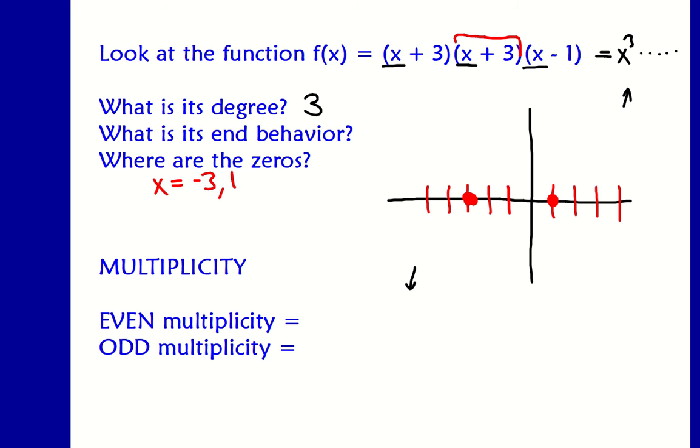I can also find the y-intercept. If I put in 0 for x, I would have 3 times 3 times -1. So the y-intercept would be down here at -9.